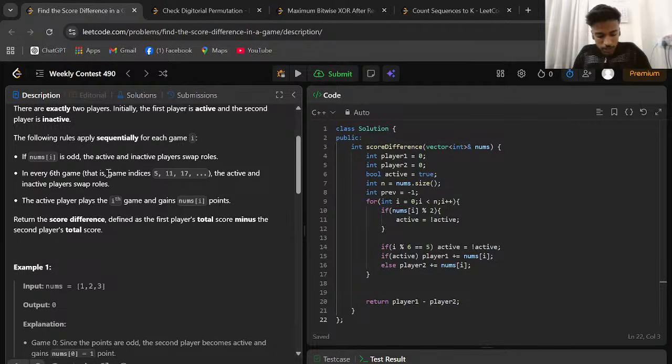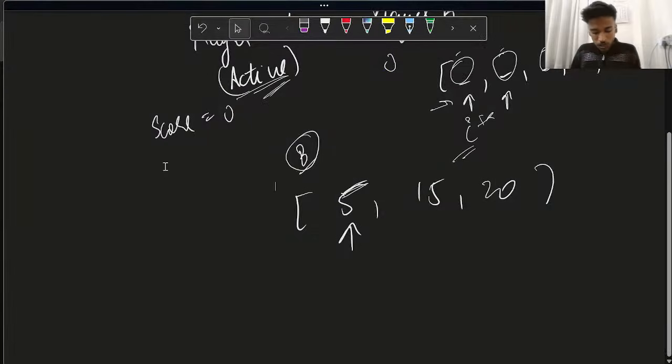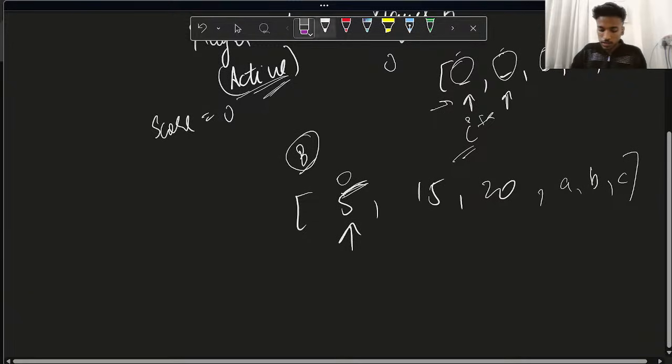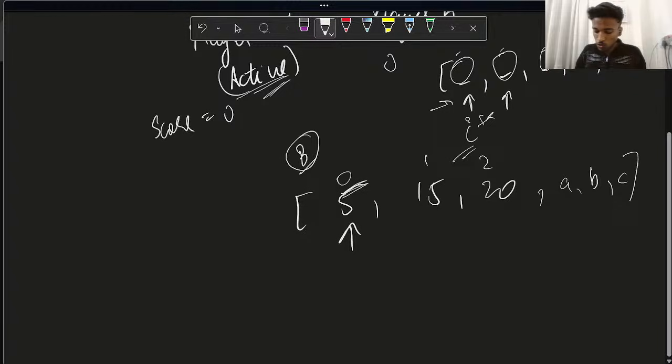In every sixth game, that is the indices 5, 11, 17, the active and inactive players swap their roles. So in every sixth index, this is the zeroth index, whatever the values may be here. So 0, 1, 2, 3, 4, 5. On every sixth index, the active players will swap their role. So that is another rule.